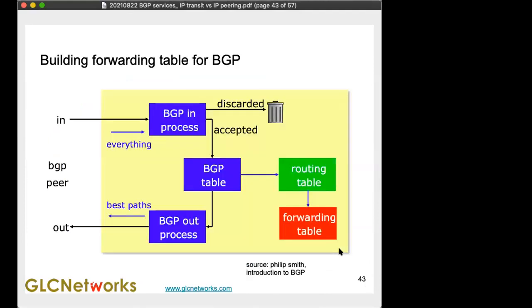This is a BGP process. So as you can see, if you are doing peering with BGP, this is your router.